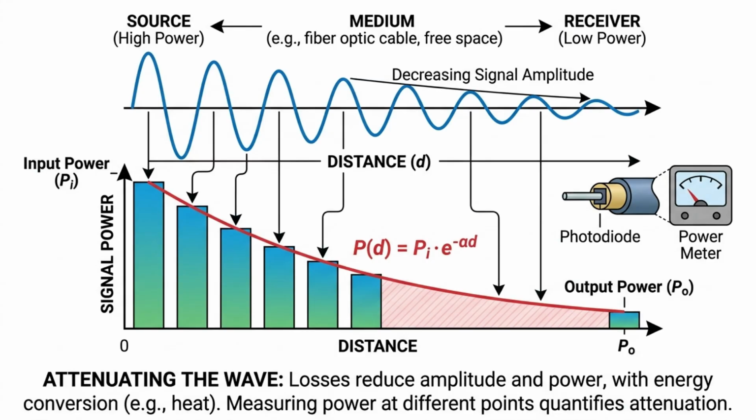Mathematically, losses reduce the amplitude and power of a propagating signal. The greater the loss, the faster signal power decreases with distance. Engineers use attenuation measurements to quantify how much energy is removed from the wave as it travels through a system.